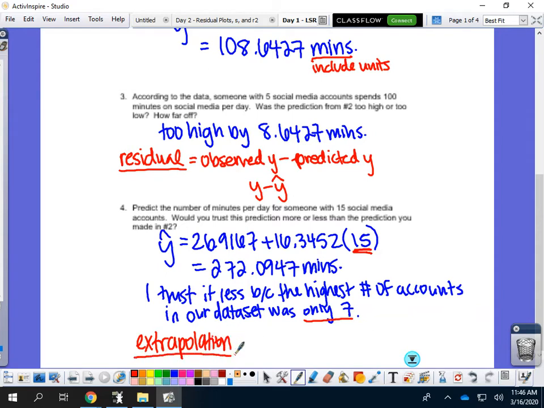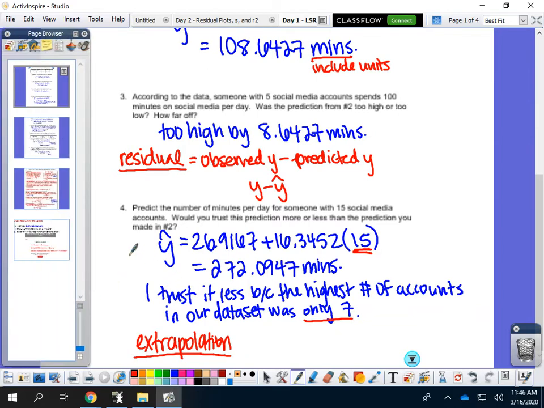And it's in our notes on the next page, or 2 pages from now. And so that's just when you use your equation to predict something that's outside of where you started. So the highest we went was 7, and we're going outside of that to predict, almost like predicting the future. There's a lot of extrapolating happening right now with what's going on with the virus. So that's a good example of that word. All right, we trust it less than something that was inside the data. Moving on.